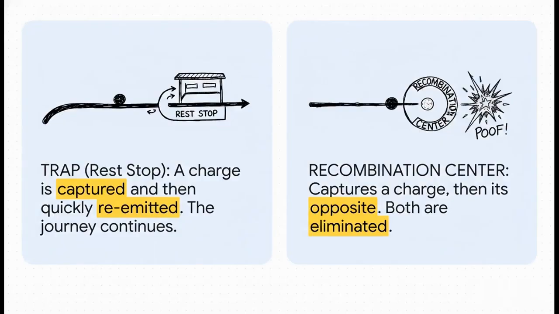Okay, so a trap is exactly what it sounds like, a rest stop. It'll grab a charge, say a hole, and hold on to it for a little bit, but then it just lets it go again. The journey continues. But a recombination center, that's a final destination. No return ticket. It captures a hole, and then it waits, and then it grabs an electron, and poof! They both just vanish, annihilated from the system. One is just a temporary delay, the other is total destruction.